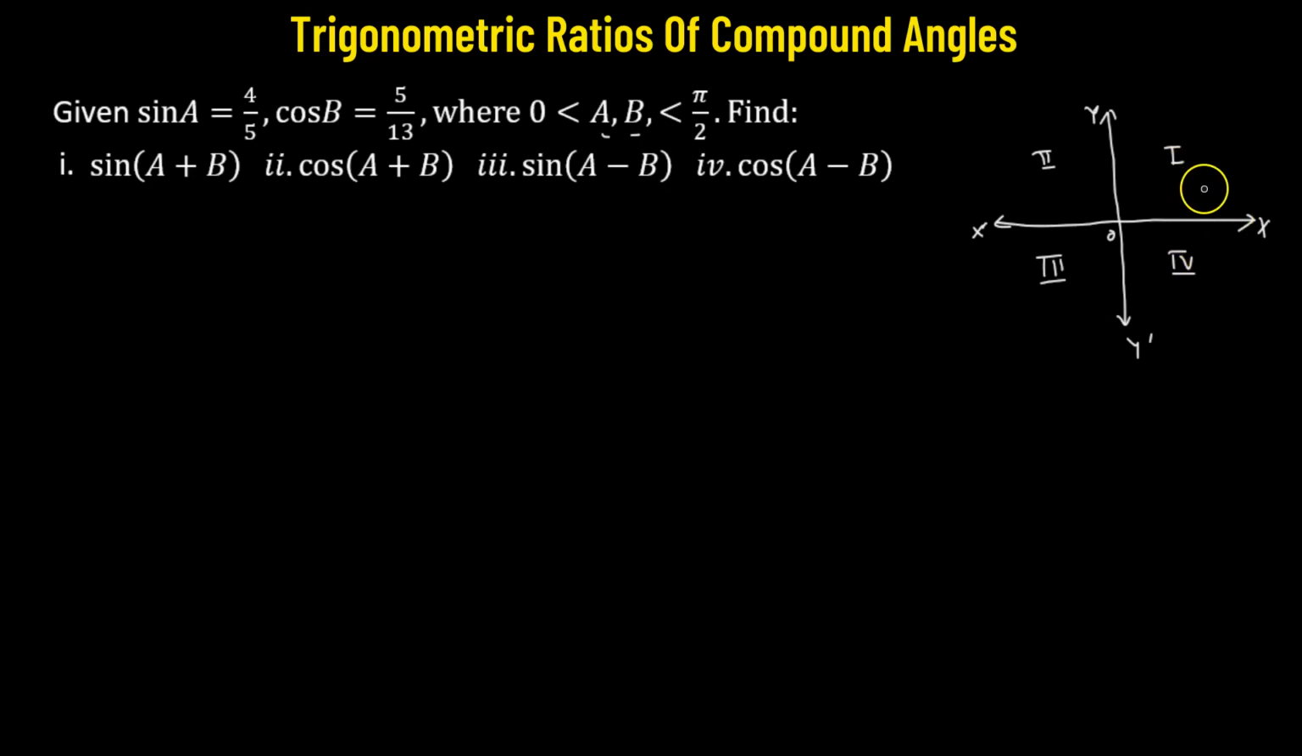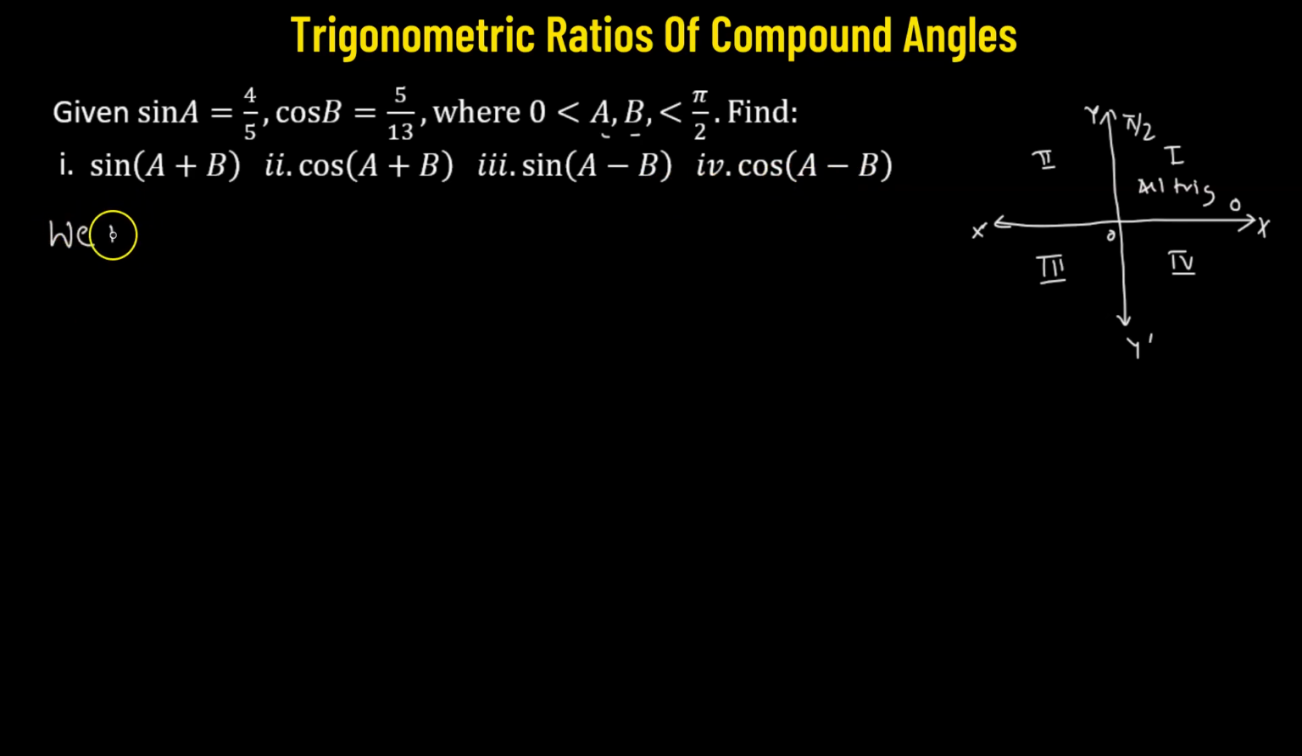Now, in the first quadrant, the angle value is between 0 and pi over 2. So this is where our angles A and B lie, and we know that in the first quadrant, all trig functions are positive. So we will go with this. Now, we'll have to find out the value of sine A plus B, cosine A plus B, sine A minus B, and cosine of A minus B. So let's state the formulas for each of them.